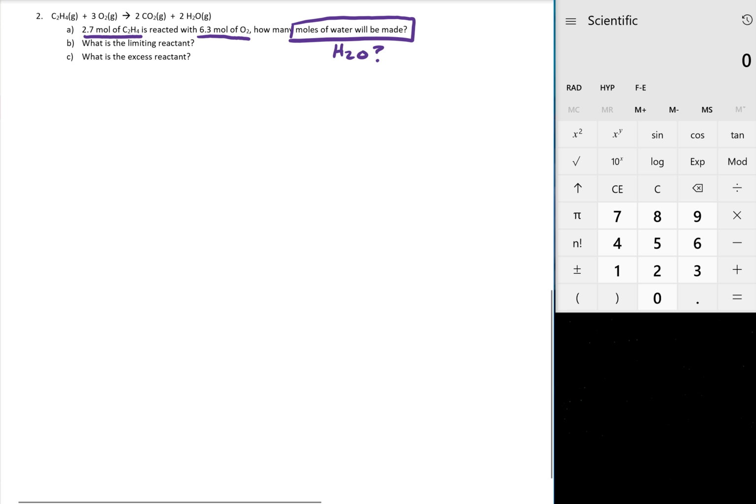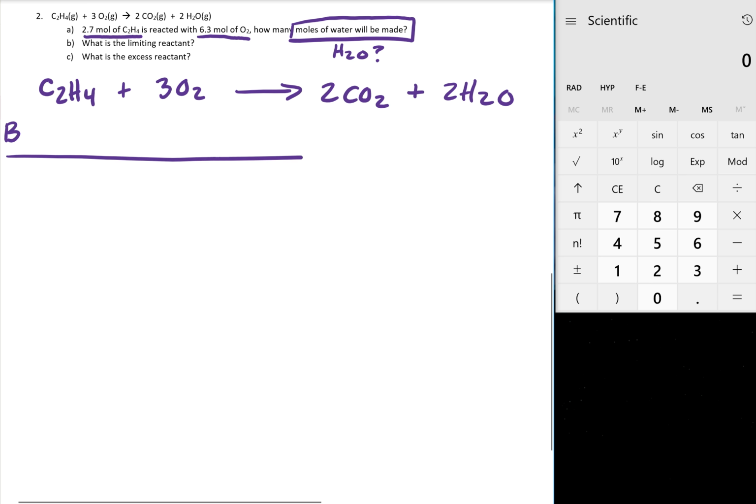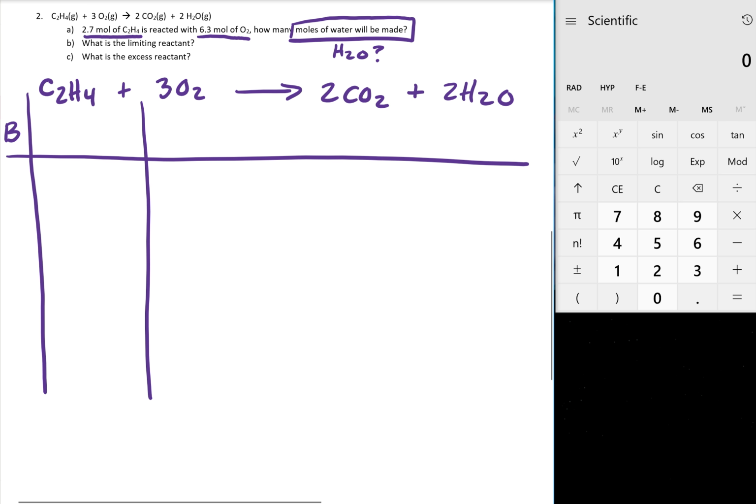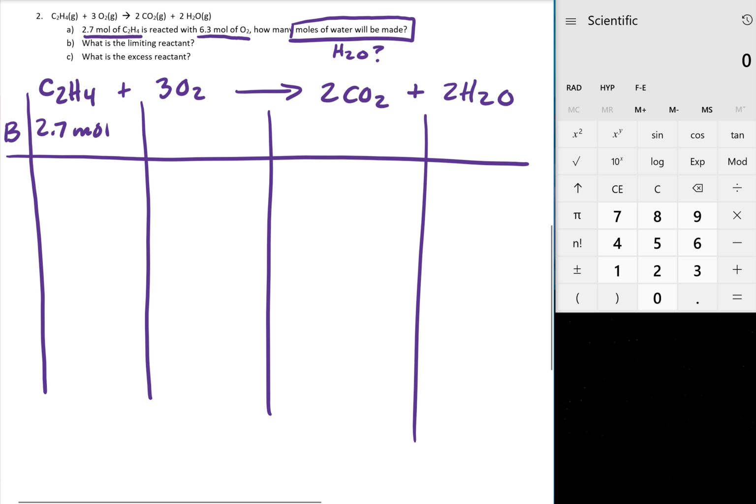So we're going to construct our BCA table by first writing down the balanced equation. And you'll notice in this one we do have two products, but we treat it like any other problem. Products are always going to be 0 at the beginning, no matter how many you have. So we take 2.7 moles C2H4, 6.3 moles of O2, and both products are 0. But they both get their own column because they're different chemicals.